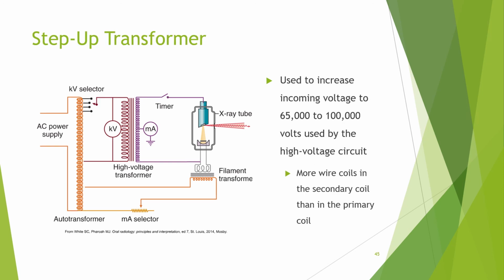The step-up transformer is what is used to increase the incoming voltage from the 110 to 220 line voltage up to the 65,000 to 100,000 volts that are necessary for the high voltage circuit. And this is done by having more coils in the secondary coil than in the primary coil. So in the primary one where it's entering, there's actually not very many coils that the voltage has to travel through, and that allows those electrons to speed up.